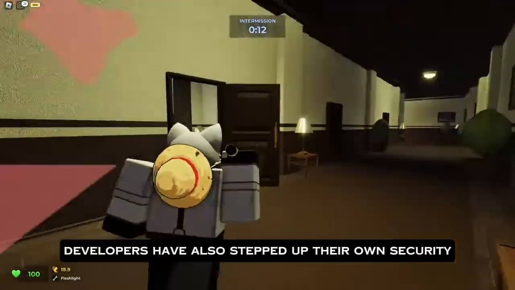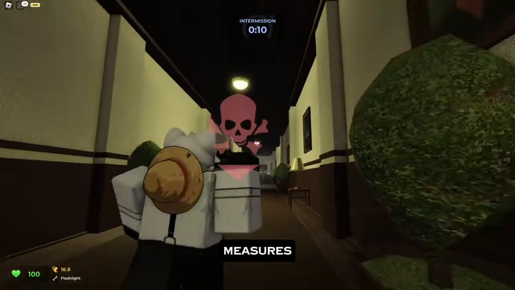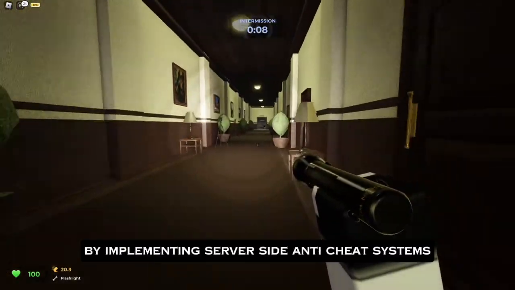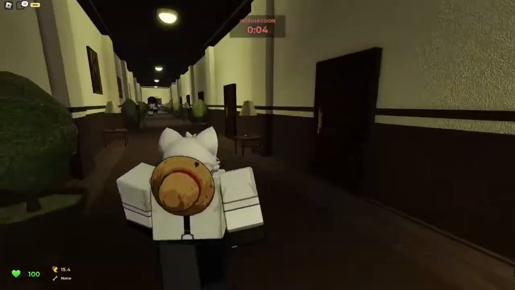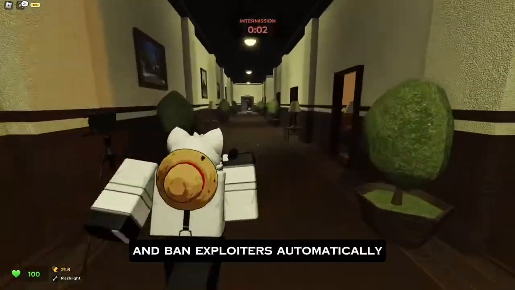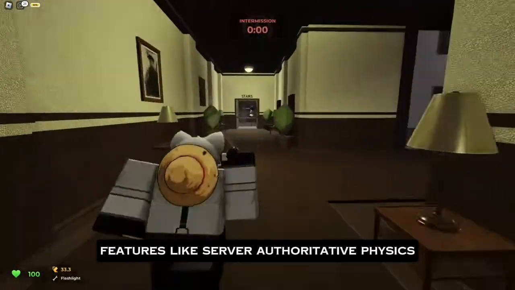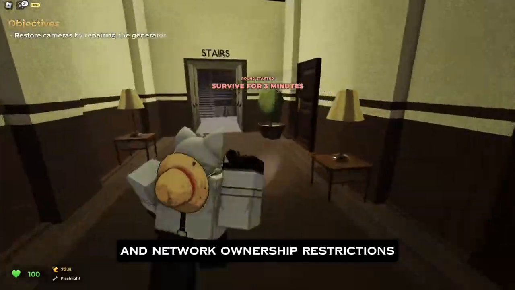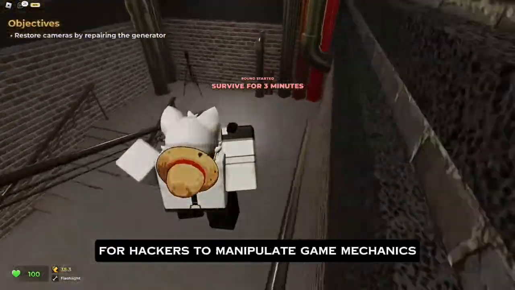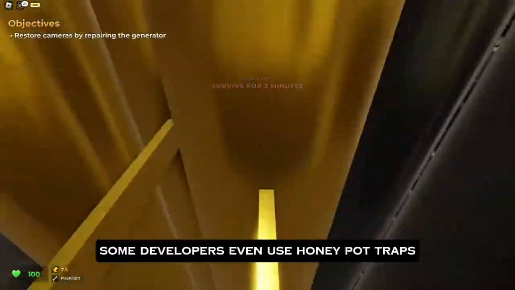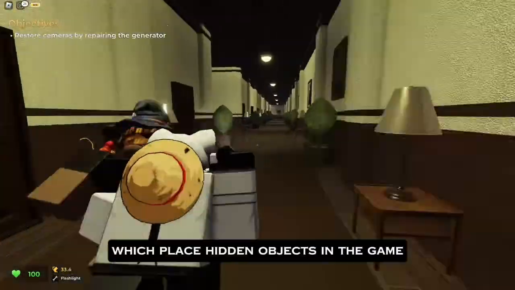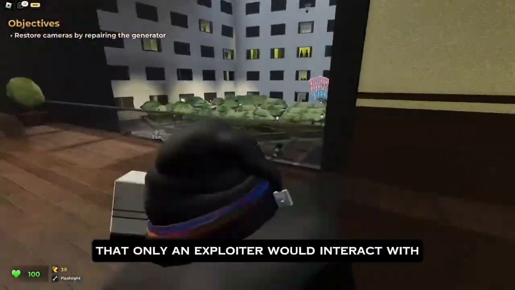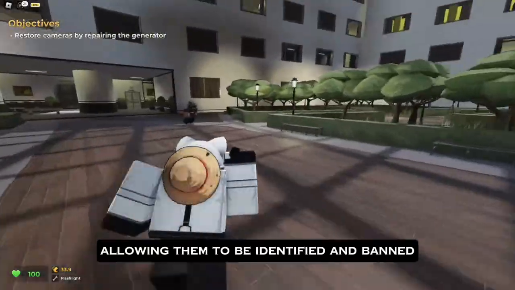Developers have also stepped up their own security measures by implementing server-side anti-cheat systems that detect suspicious activity and ban exploiters automatically. Features like server authoritative physics and network ownership restrictions have made it harder for hackers to manipulate game mechanics. Some developers even use honeypot traps, which place hidden objects in the game that only an exploiter would interact with, allowing them to be identified and banned.